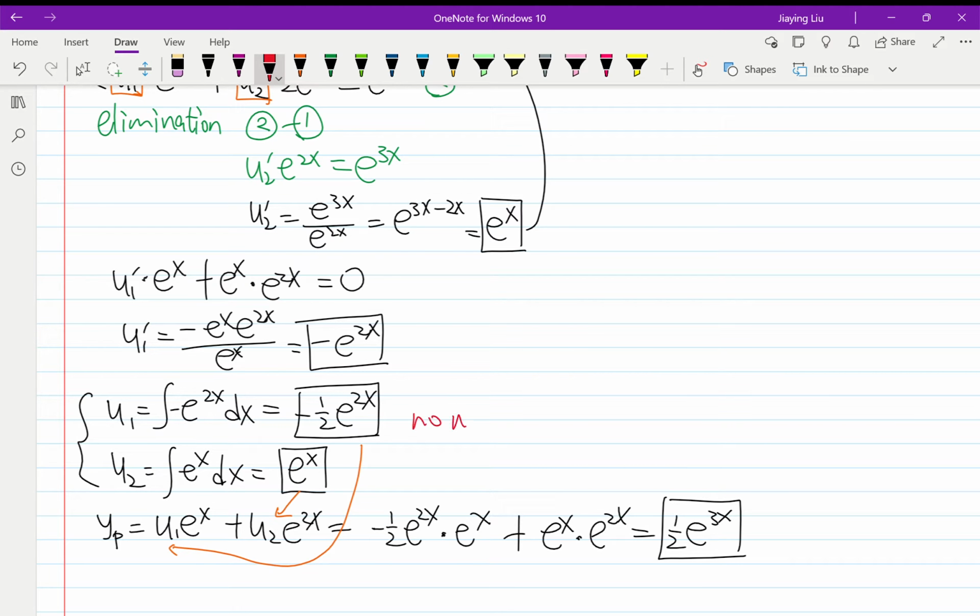So no need to add C. It's just going to be absorbed. Any questions?